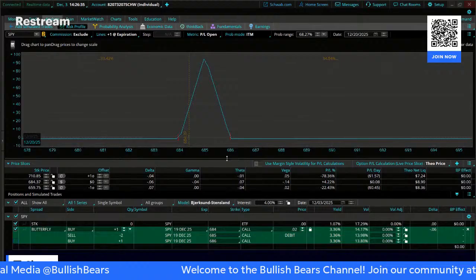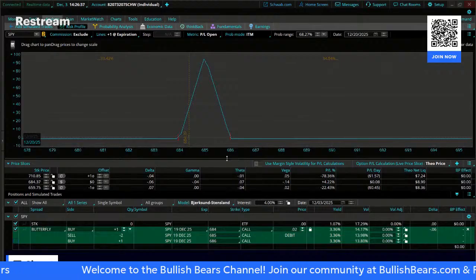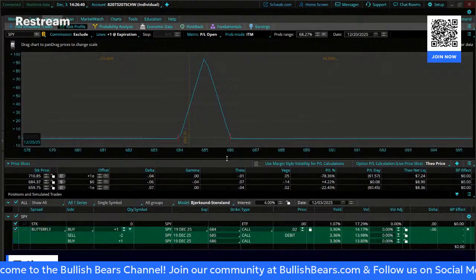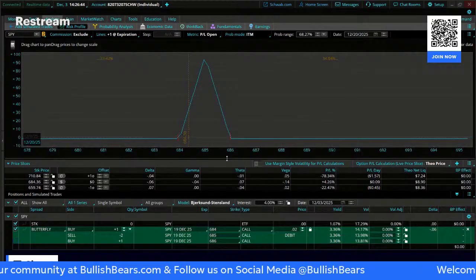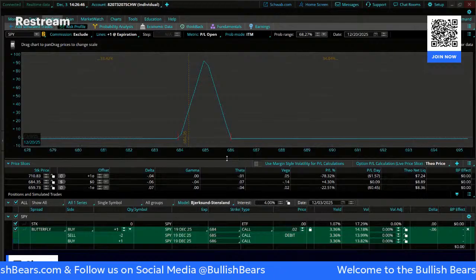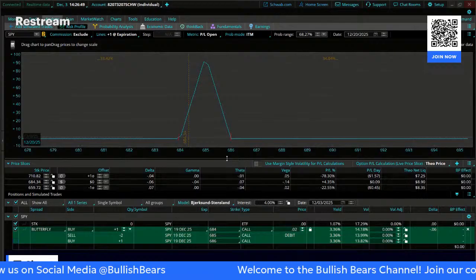So build them at a size that you're comfortable losing, because you cannot make the assumption that, well, it's okay, I'll just fix it if it goes wrong. Maybe, but that's not guaranteed.